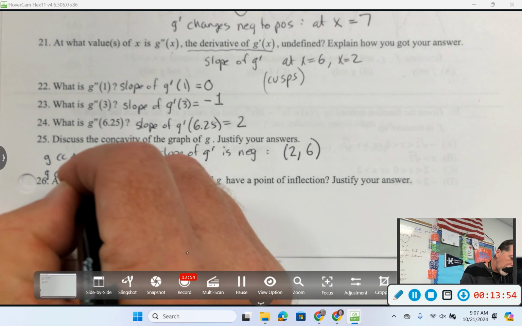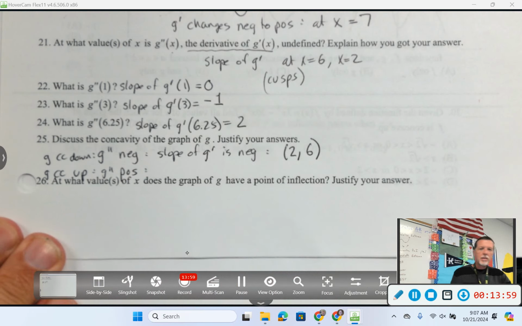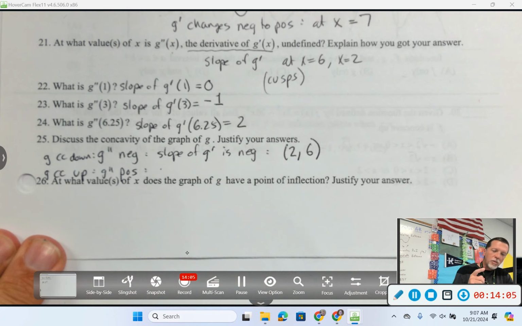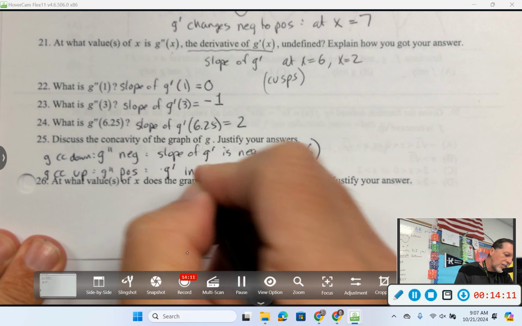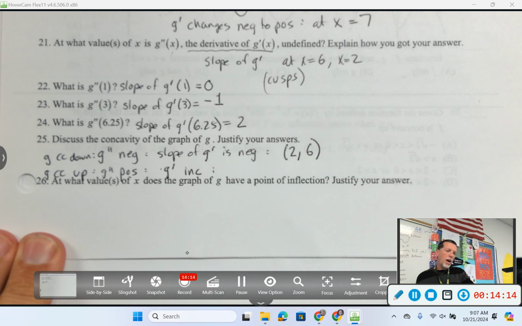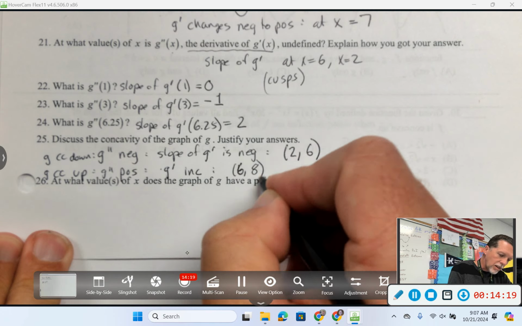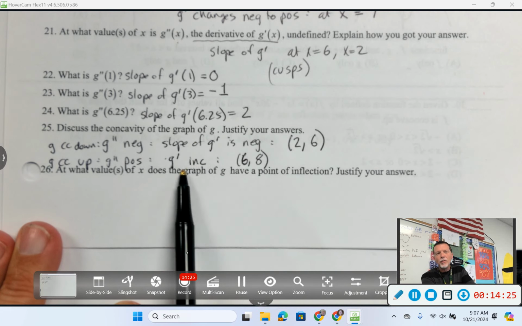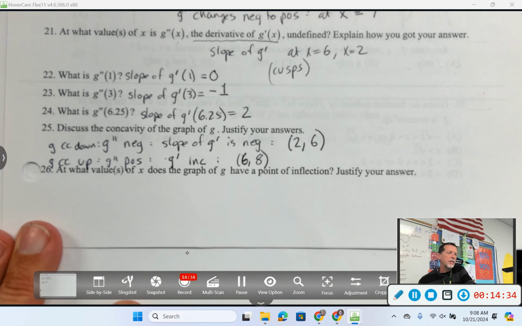And then kind of the same thing, G is concave up when G double prime is positive, but I don't really know G double prime, so I'm going to say the slope of G prime, or I could say, this is how Aslan phrased it earlier, G prime is increasing from 6 to 8. I hope that's helpful, not confusing. I phrased that 2 different ways. You could phrase them both the same way. Slope of G prime positive, or up here, G prime increasing.